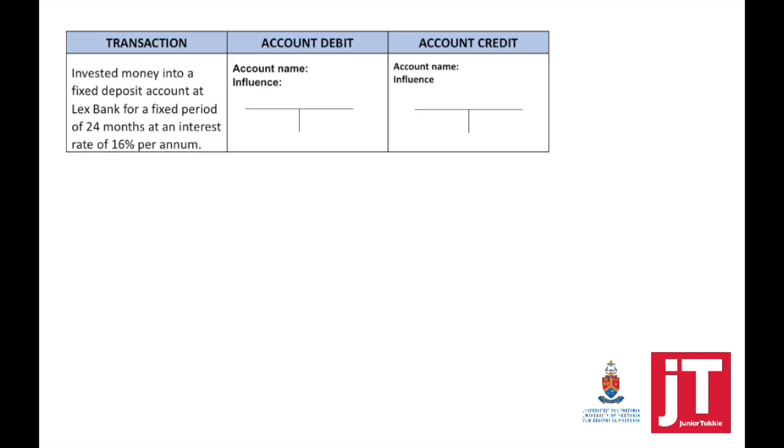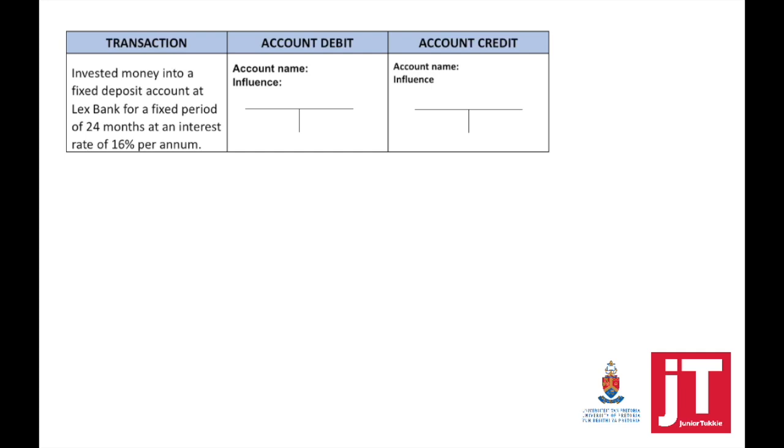Invested money into a fixed deposit account at Lex Bank for a fixed period of 24 months at an interest rate of 16% per annum. So when it's given to you in this manner, you need to be careful. They said that we've invested money. So we took money out of our current bank account and we've put it into a fixed deposit.